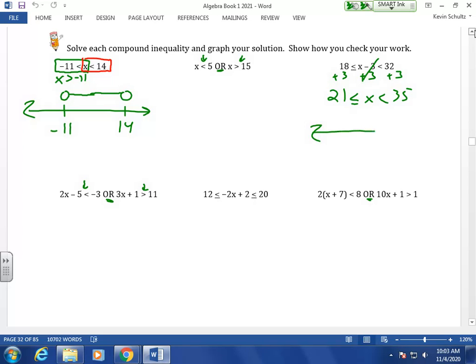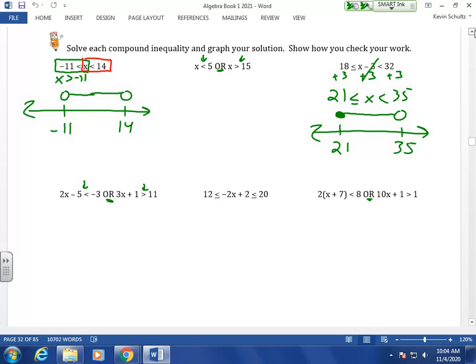Graphing this, we've got our two reference numbers, 21 and 35. 21 gets a closed circle because it's less than or equal to. 35 gets an open circle because it's just less than. And because it's an and statement, those are going to be connected. What this is saying is that x can be 21 and anything greater than that up to 35, but not including 35. Okay?